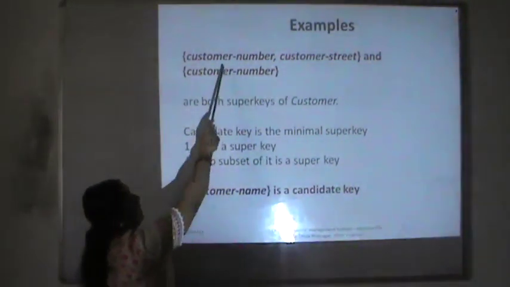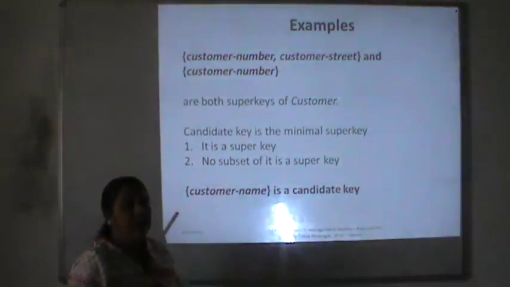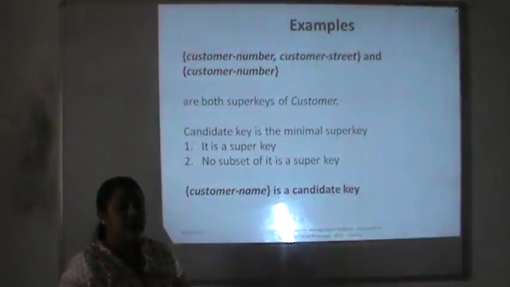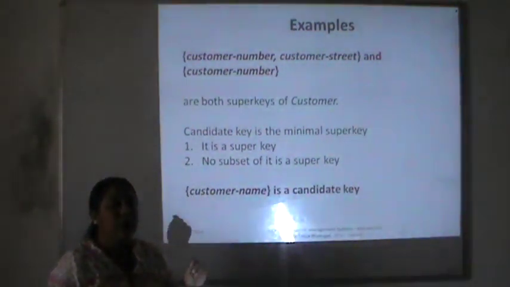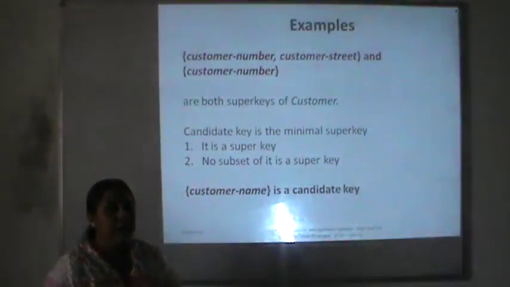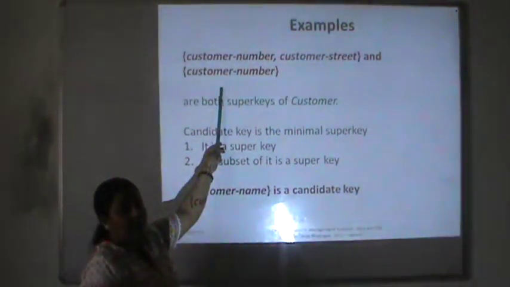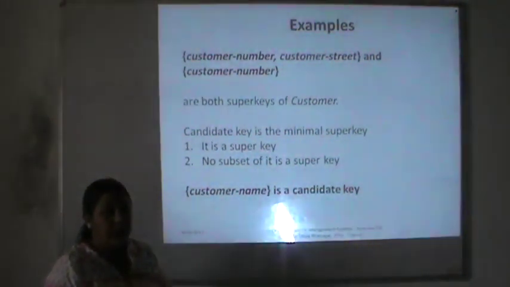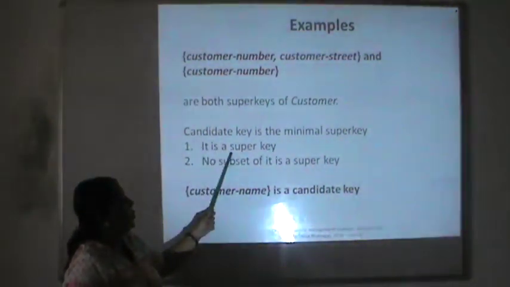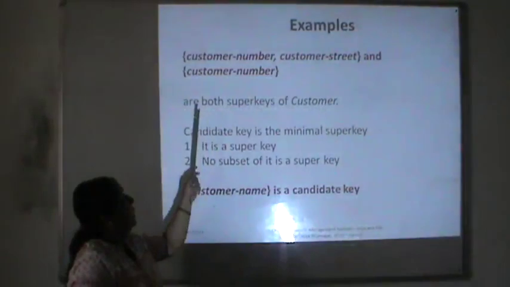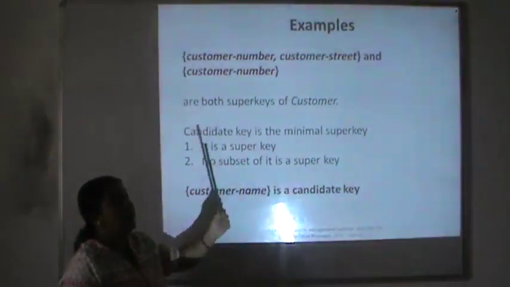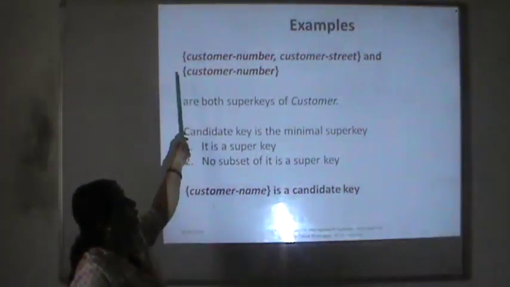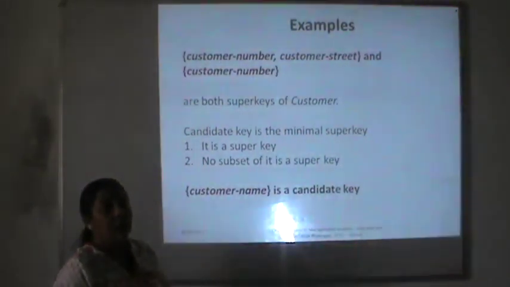It means that this combination will remain unique for all the customers. Similarly, customer number will be unique for each customer. No two or more customers will have the same customer number. Therefore, it is unique, so it is a super key. Now, let us see whether any subset of these super keys is a super key.